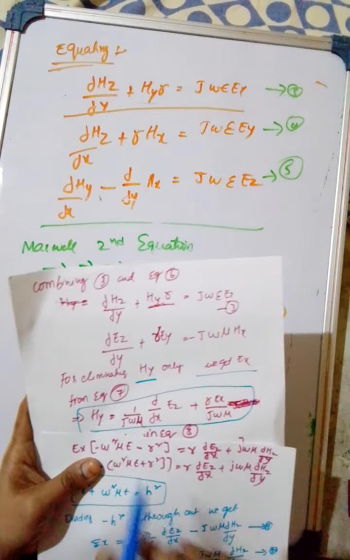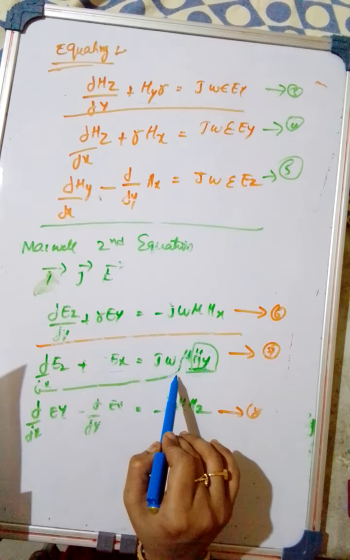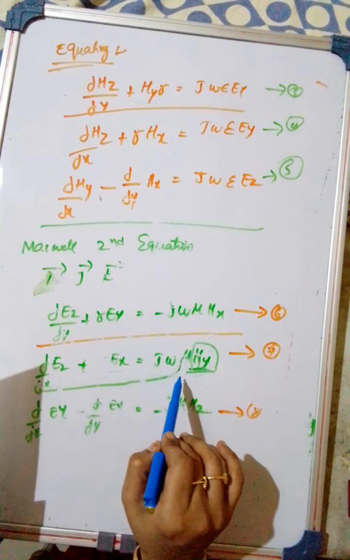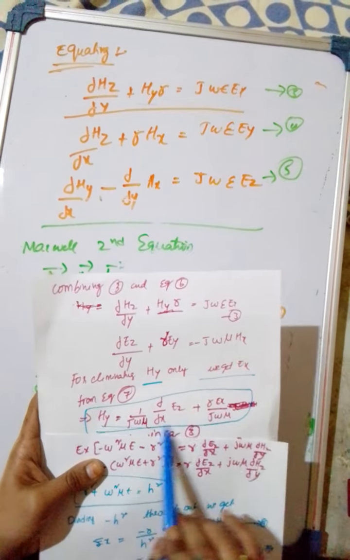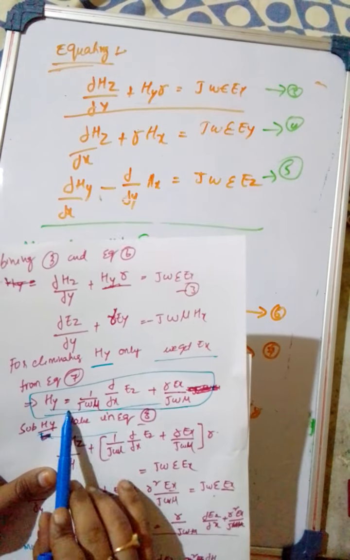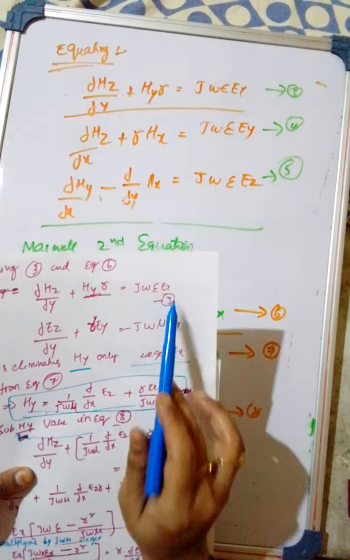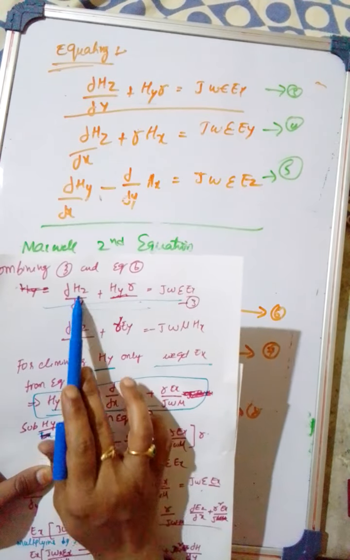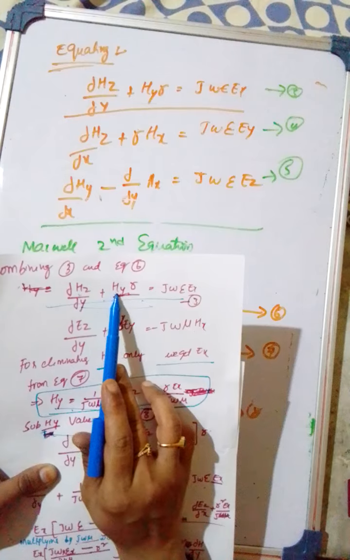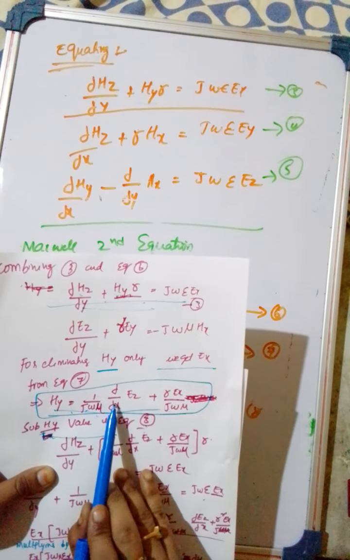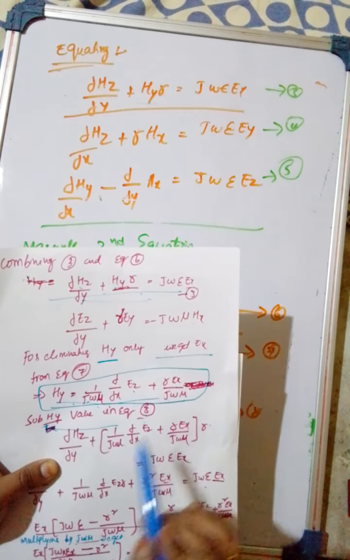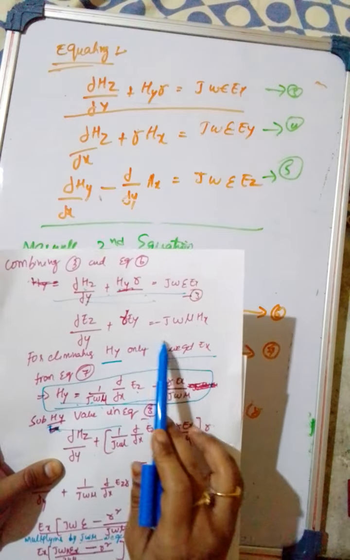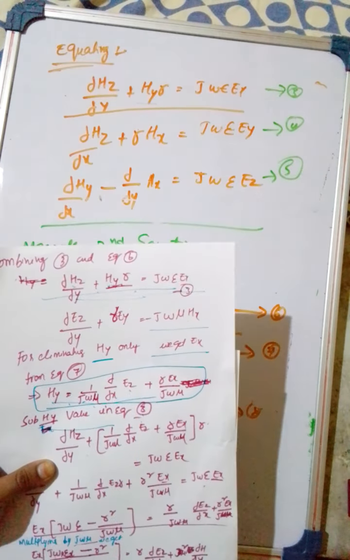Then Hy is equal to 1 by j omega mu times Ex, okay, is equal to the Hy value. This one only we are writing here. Now substituting the Hy value in equation number 3. What we will get? Dou by dou y of Hz plus the Hy value, 1 by j omega mu dou by dou x of Ez plus r Ex by j omega mu, in this equation is equal to j omega epsilon Ex.